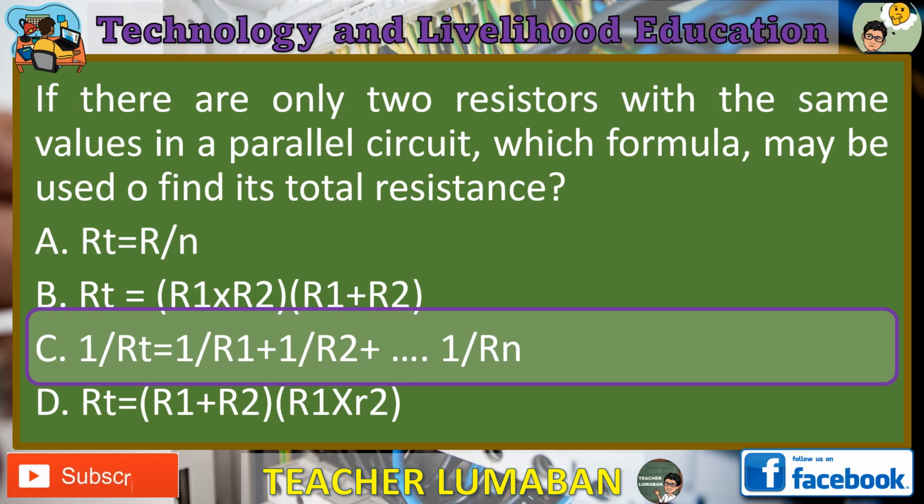B, R total equals R1 times R2, over R1 plus R2. This formula is used to calculate the total resistance of two resistors in series, not in parallel.